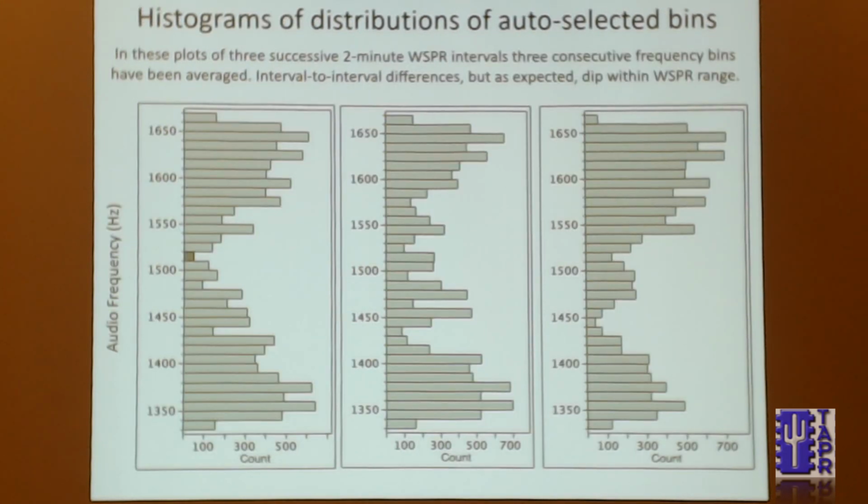As you would expect, the frequencies that you most frequently select are actually off the shoulders of the whisper band, because here's where you're going to find whisper signals, between 1400 hertz and 1600 hertz. But nevertheless, there are times when you end up with the lowest signal levels in there.